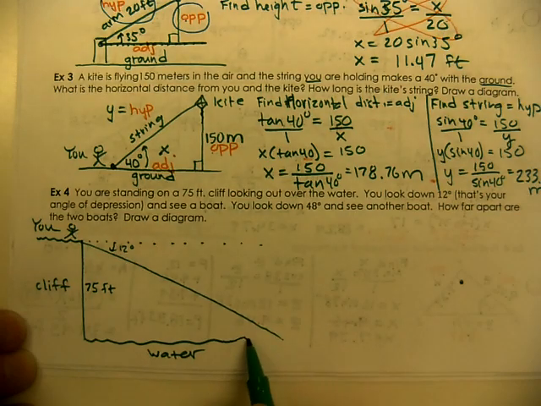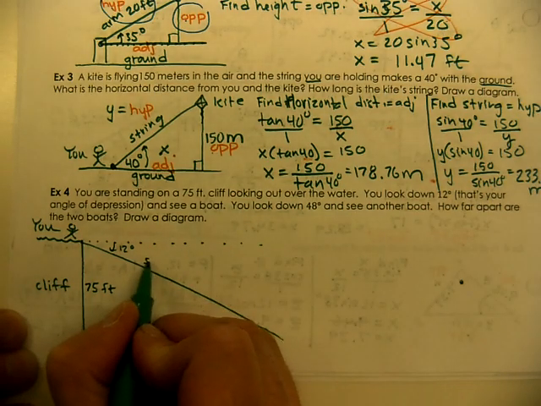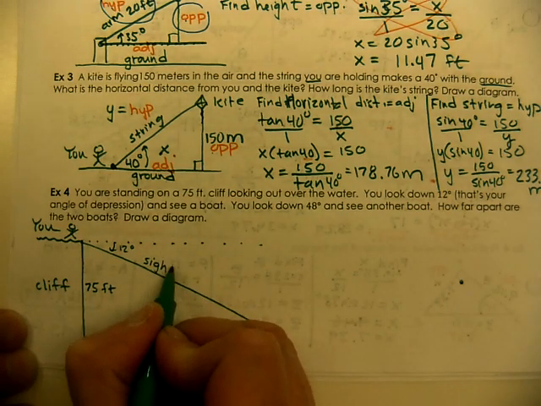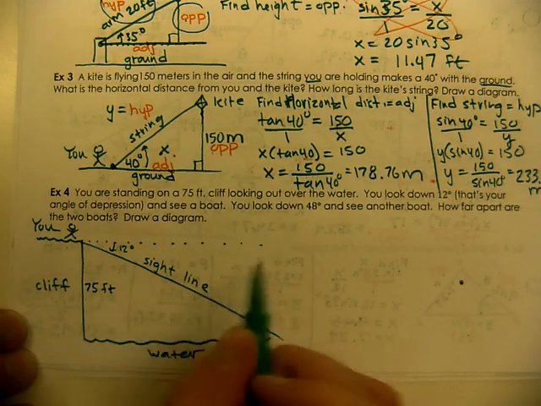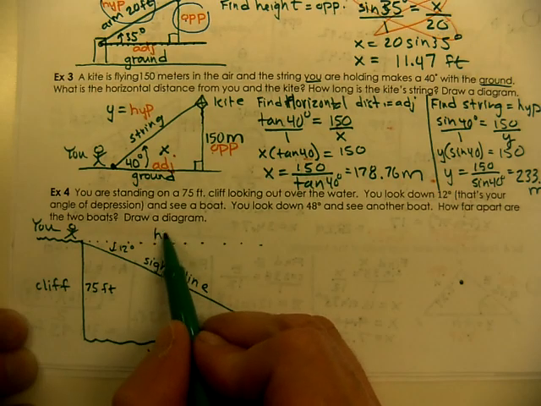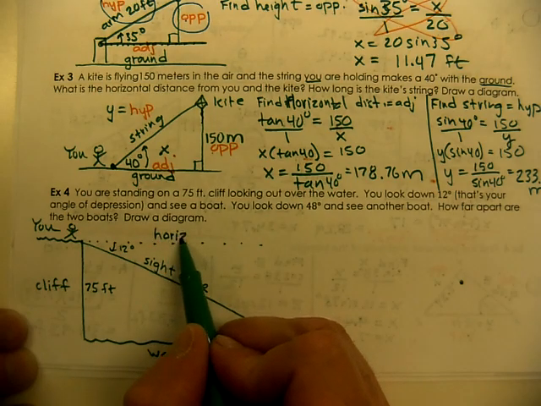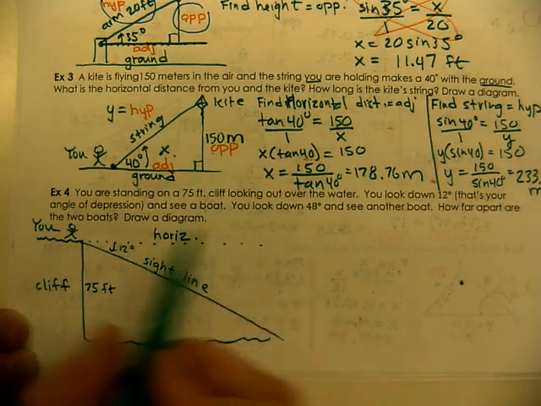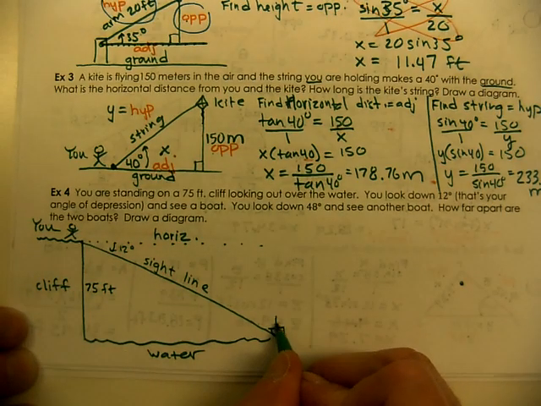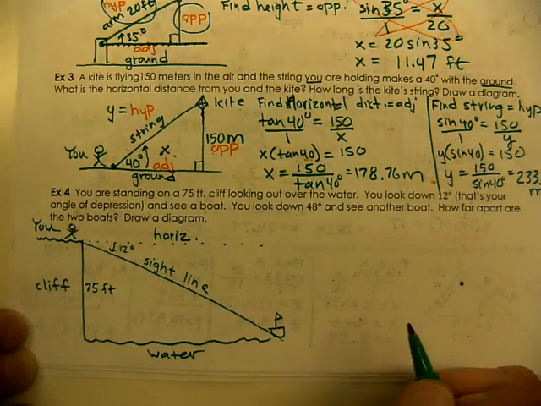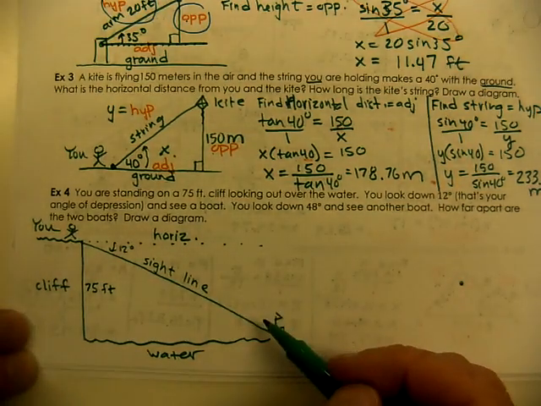Okay, so this is representing your sight line. This is what you're looking in, this path. This is your sight line. So from this horizontal reference line, you drop your gaze 12 degrees, and that's your line of sight, and you see this boat. Okay. Now that's the first triangle.